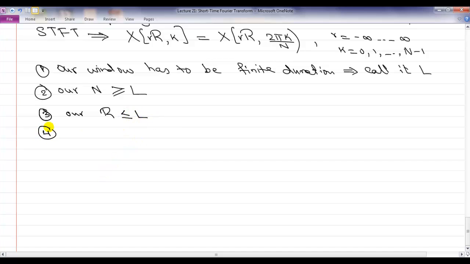And the fourth condition is that if you want to do sampling in time, then your Wm must be non-zero for every value of m between 0 and L minus 1. So Wm cannot be 0 for all m equal to 0, 1, up to L minus 1. If you satisfy these four conditions, then the short time Fourier transform can be subsampled in both the time domain and the frequency domain.